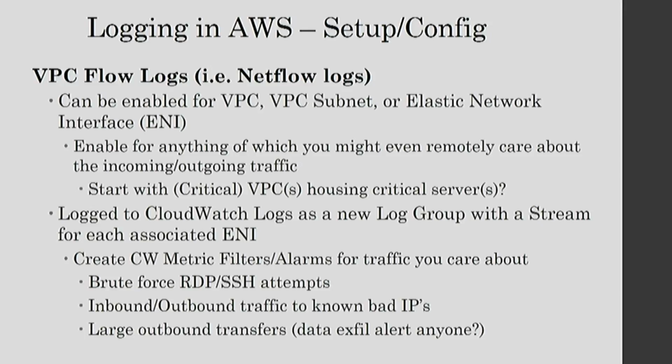VPC Flow Logs, these are essentially NetFlow logs. If you've seen NetFlow, you will be right at home with VPC Flow Logs. These can be enabled for either the entire VPC, which is essentially what you could consider like a VLAN equivalent in on-premise, a subnet, or an elastic network interface, which is essentially just a network interface. So it can be looking solely at a specific machine's equivalent of a NIC all the way up to an entire VLAN. I highly recommend enabling this for anything you remotely care about. Storage is cheap-ish in AWS, and these can provide a massive amount of valuable data, especially when doing incident response.